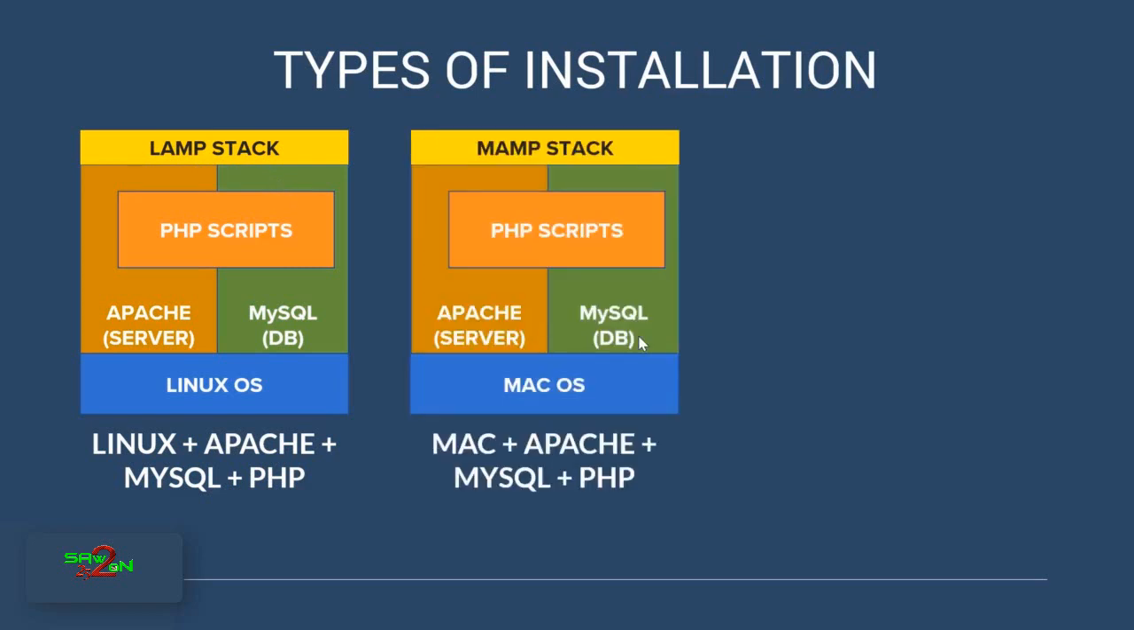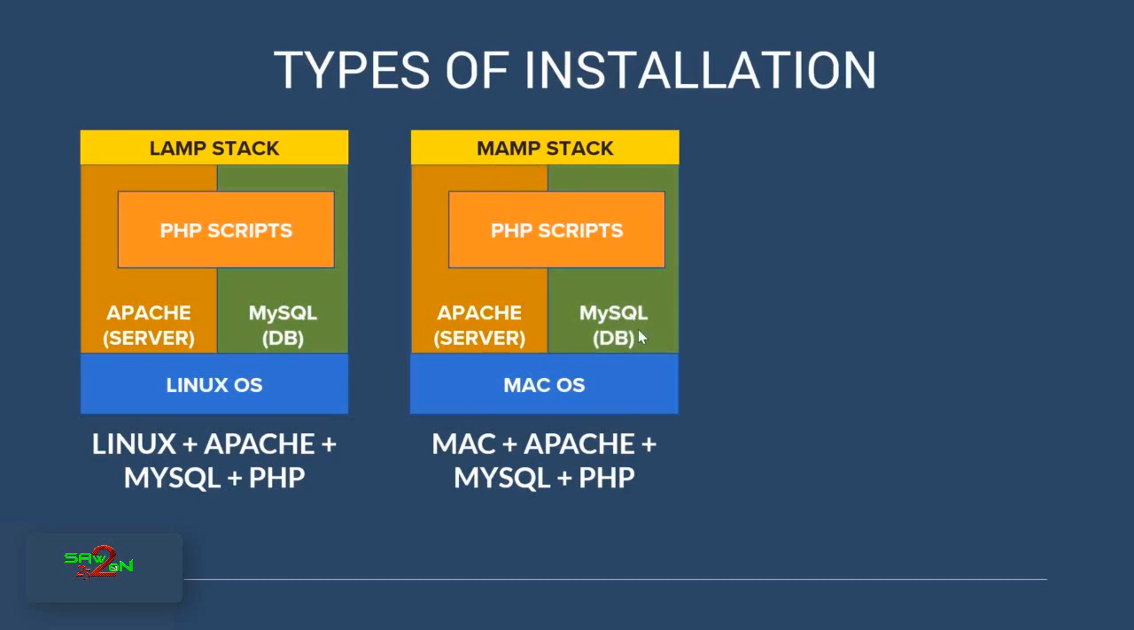The next stack is called the MAMP stack, where the web server, DB, and PHP script remain the same, but the underlying OS changes. If the underlying OS is Mac, then it is called the MAMP stack. Also remember, a stack is not software, it is just a stack. In the sense that if you change any of the components, let's say you replace MySQL with something else, then it is no longer called the MAMP stack.